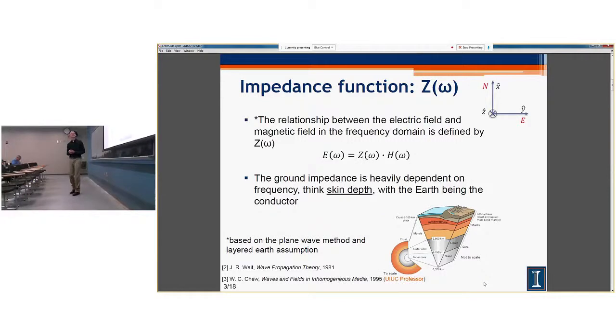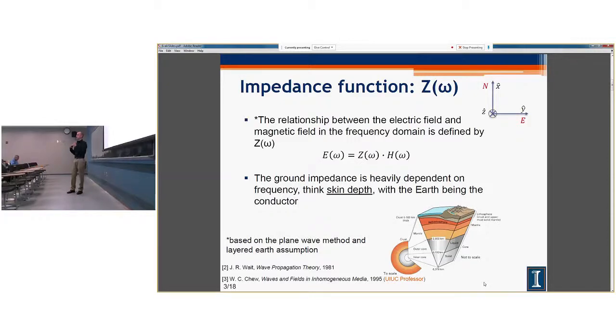All right. Okay, so this electric field is defined between the magnetic field, which is H up here, the magnetic intensity, is defined by the impedance function Z. So the Z of omega is the impedance of the Earth. And what we're going to use is impedance at the surface of the Earth.